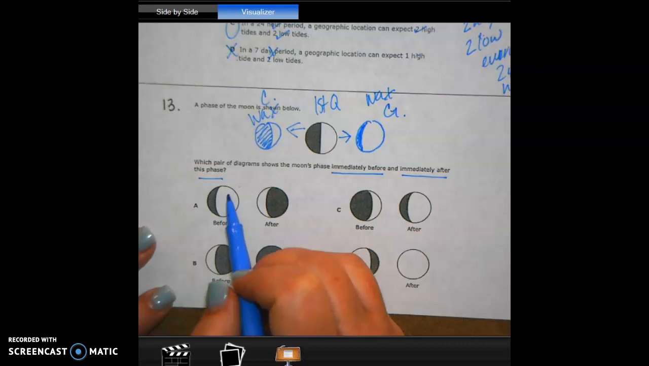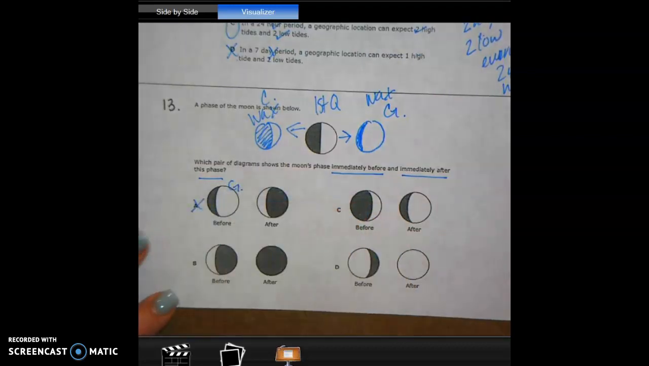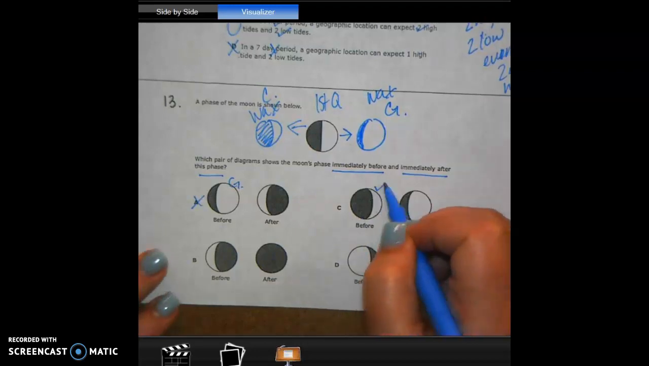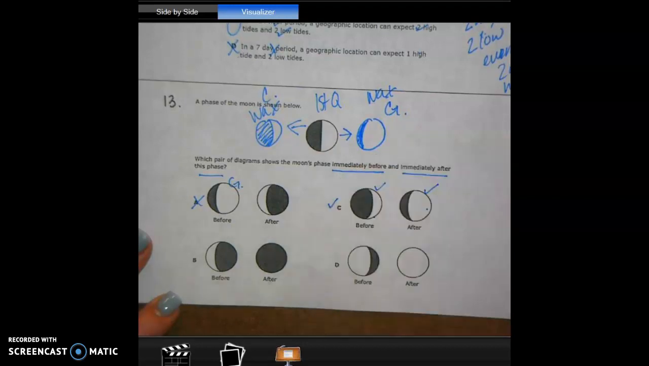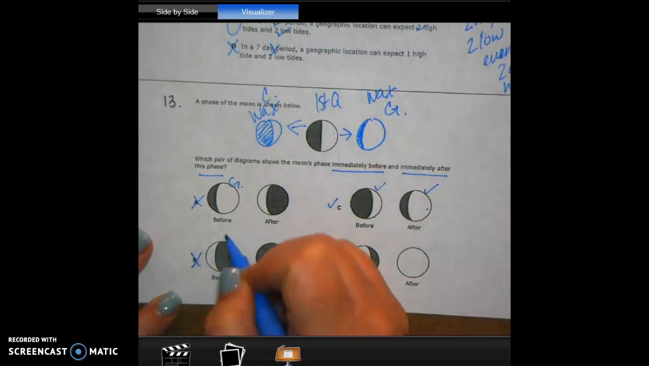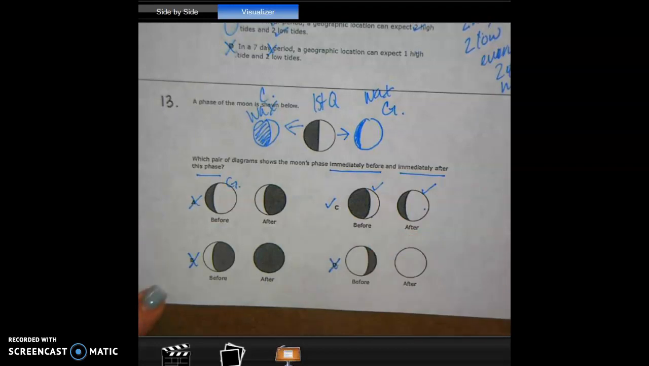This one has the light on the right, but it is a gibbous moon, and so that would not be the one right before. This one has the light on the right. This one's a crescent, this one's a gibbous. This one looks good. This one shows the light on the left. That's a waning moon. That's not correct. This one also shows the light on the left. It's a waning moon. So C is our answer.